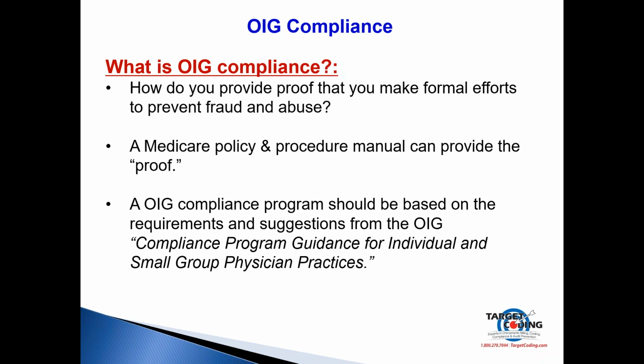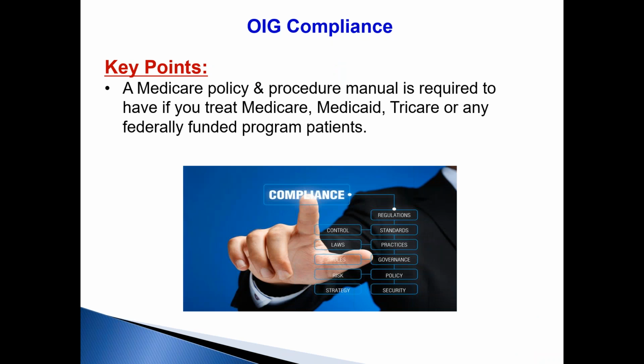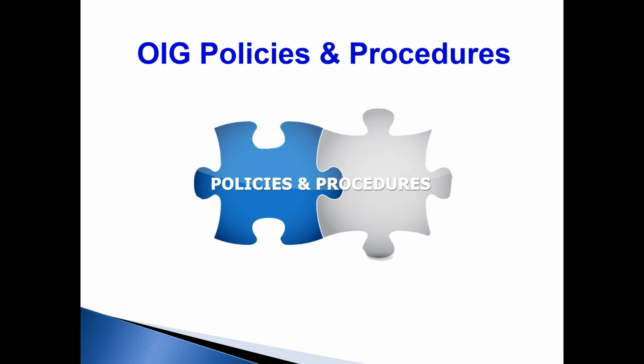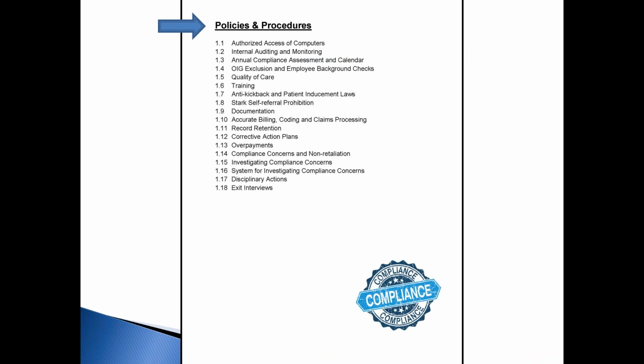A Medicare compliance program is based on the requirements from the OIG Compliance Program Guidance for Individual and Small Group Physician Practices. That was put out many years ago. Now, here's the thing. If you see Medicare patients, a Medicare Policy and Procedure Manual is required. And it should consist of these 7 essentials. Written policies and procedures. You need to conduct regular staff trainings, have open lines of communication. You need to name a compliance officer, conduct internal audits. I'm going to show you how to do that in a couple of minutes, respond to detected offenses, and enforce proper disciplinary practices. So start putting together a Medicare policy and procedure manual with policies like this.